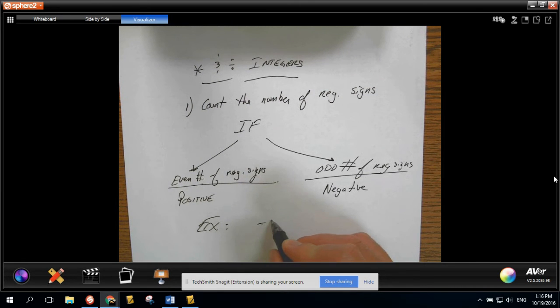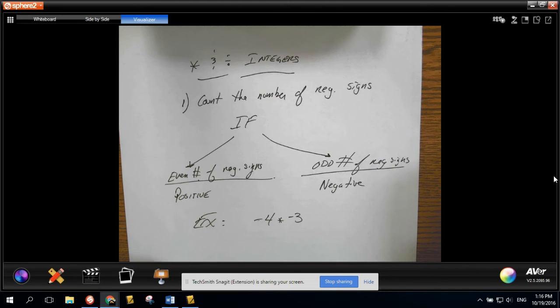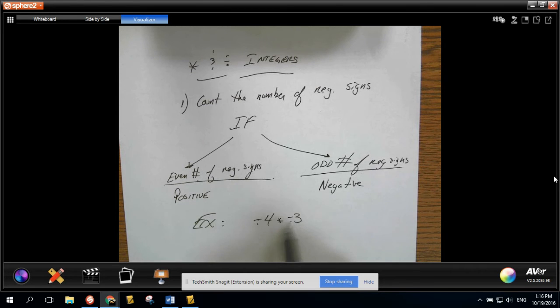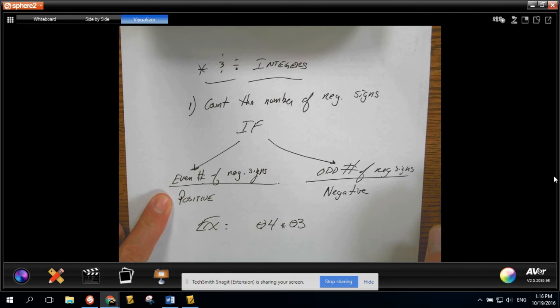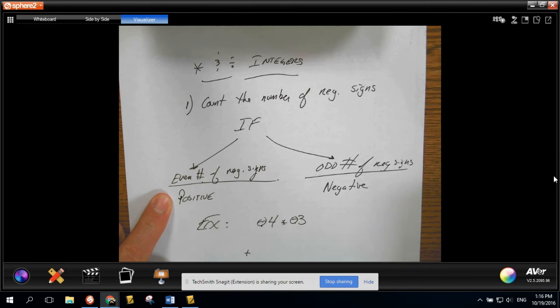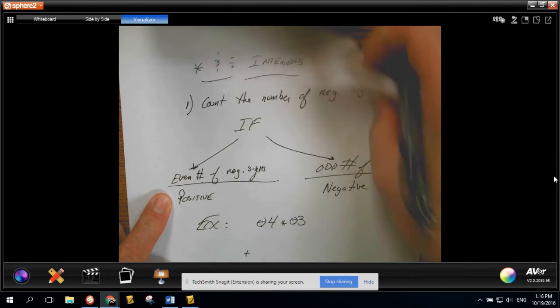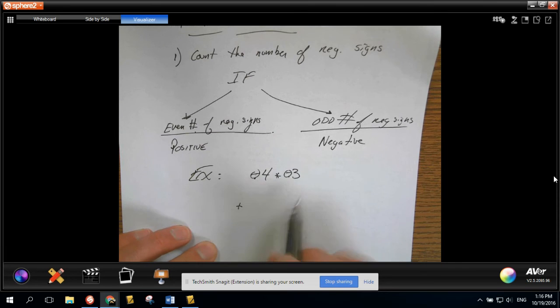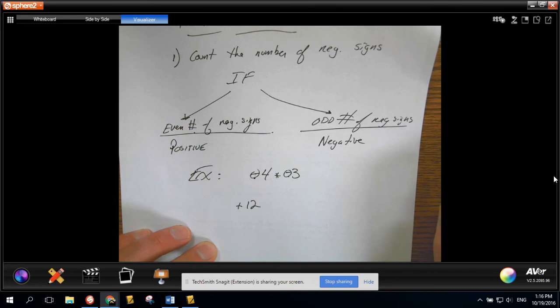So if we have -4 times a -3, for instance, we can count the negative signs here. We've got 2 of them. We have 2 negatives, that's even, and that means our answer is going to be positive. And then all we have to do is 4 times 3 to get 12. So -4 times -3 is a positive 12.